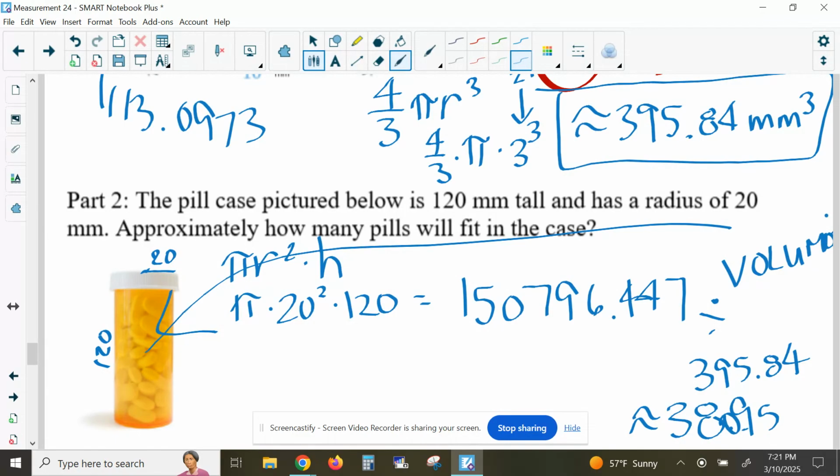Now I don't really love this problem because clearly those pills are not all going to fit in there, because there's going to be a lot of airspace in between. So in theory, this is how many would fit in there if I crushed them in there. But we don't know how much air has to be in between them, and that's going to take a lot of extra work. But I think that this is all that they want us to do.